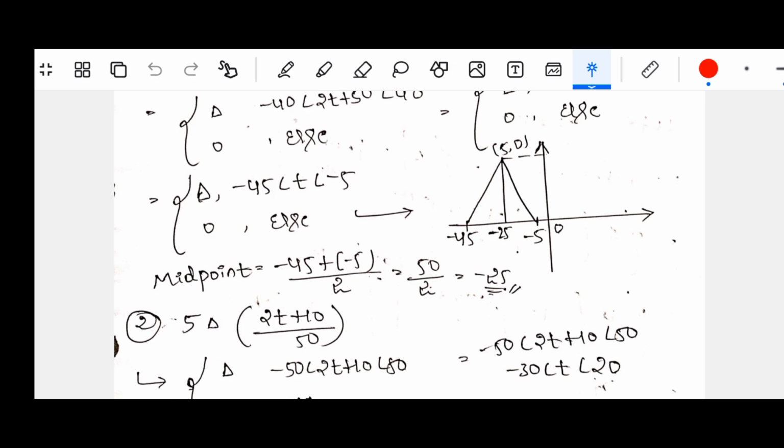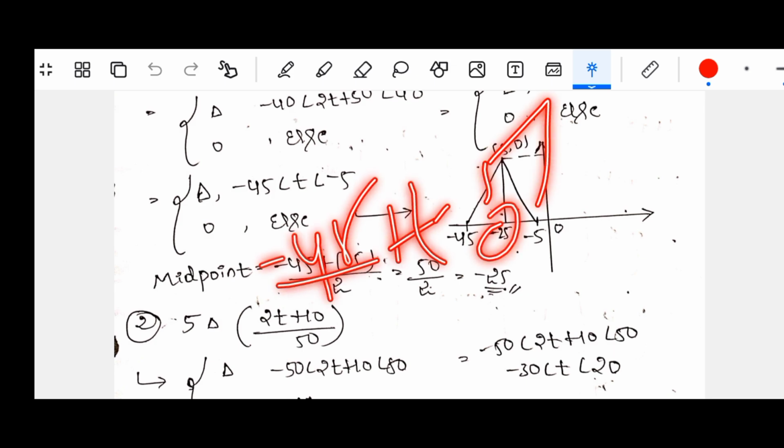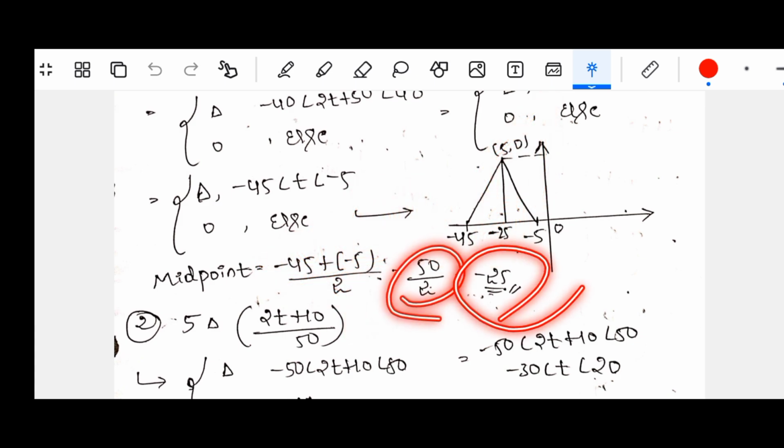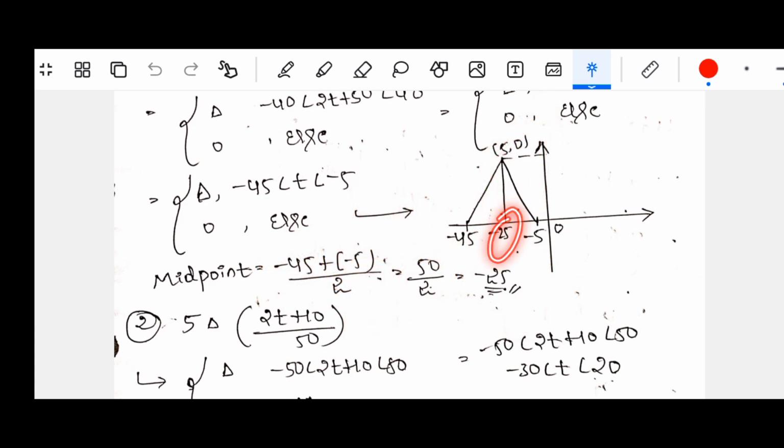So let's plot the graph. It is a graph from minus 45 to minus 5, with the peak at 5. To find the midpoint, take minus 45 plus minus 5 divided by 2. It will become minus 50 by 2. So the answer will be minus 25. So minus 25 will be the midpoint.